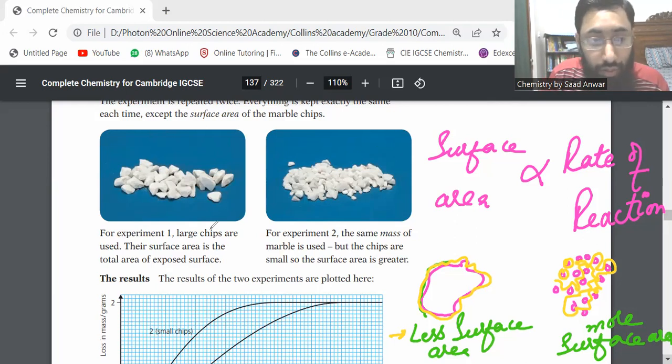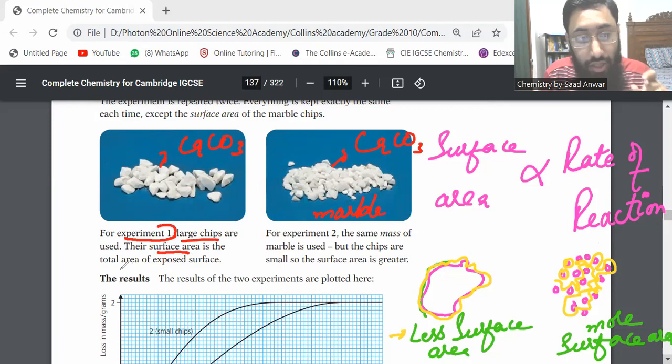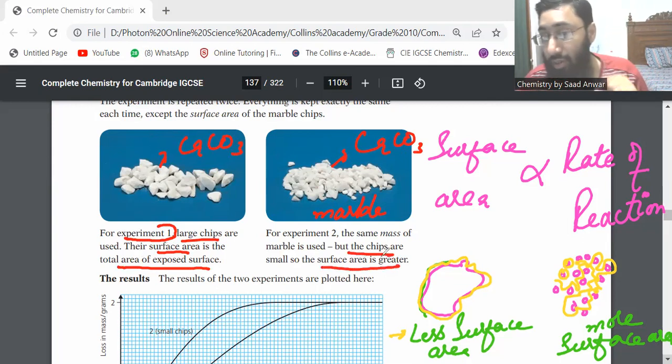Like here, this is experiment 1. Here we have big pieces of marble chips. This is actually calcium carbonate. This is again calcium carbonate, but here the calcium carbonate is in the form of small pieces, small marble chips. Here are big, large chips. Surface area is the total area of exposed surface, but the chips here are small, so the surface area is greater. Remember, smaller pieces have greater surface area, guys. So this is experiment 1 and experiment 2.